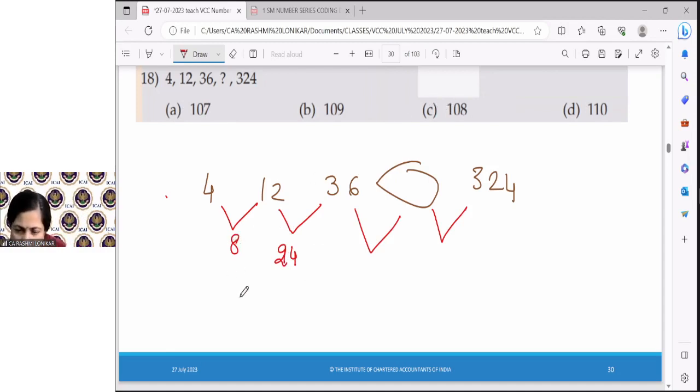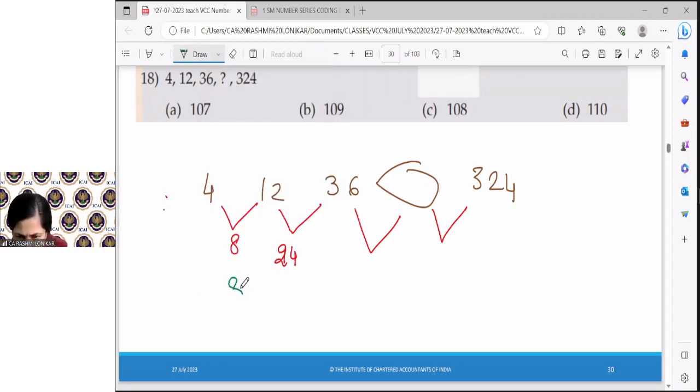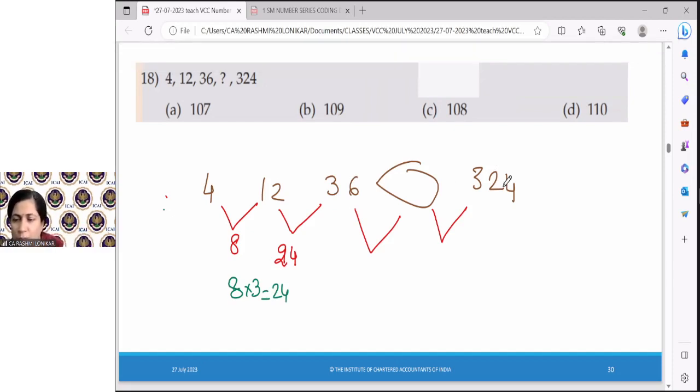Okay, so now here the third layer is this. 8 into 3 is 24, right? Now, can you see that the numbers are jumping, big numbers, from 4 to 12, 12 to 36. From 36, there is one landing and then it is 324. So there is a possibility that these numbers are being multiplied. So we may have here 24 into 3, which is equal to 72, and 72 into 3, which is equal to 216. I have to check. Okay.